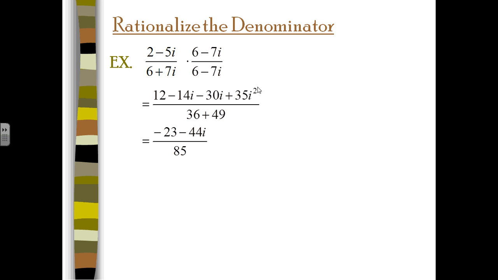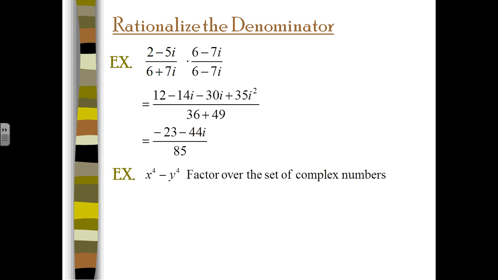Okay, remember that i squared is going to turn into a negative 1, so this is actually 12 minus 35 to give us negative 23. And then these combine to give you a negative 44i. On the bottom, 6 times 6, or 6 squared, you get the 36. The middle terms drop out. And remember, this is going to turn into a positive, because it's a sum of squares. So you square the 7, and you get the 49. So you're going to add those together to get 85. And that's your answer. That's the same number, but with the denominator rationalized.